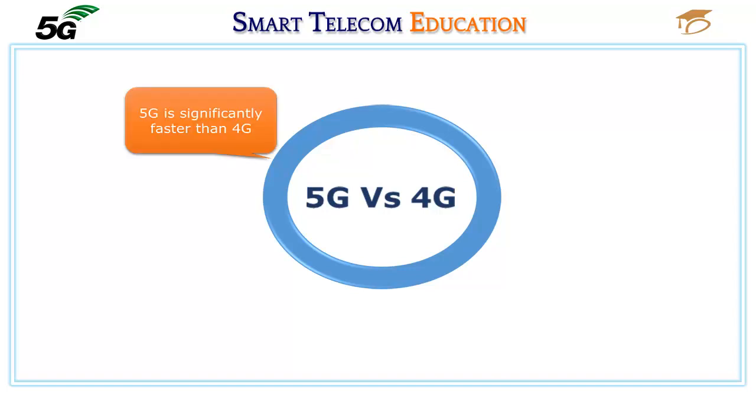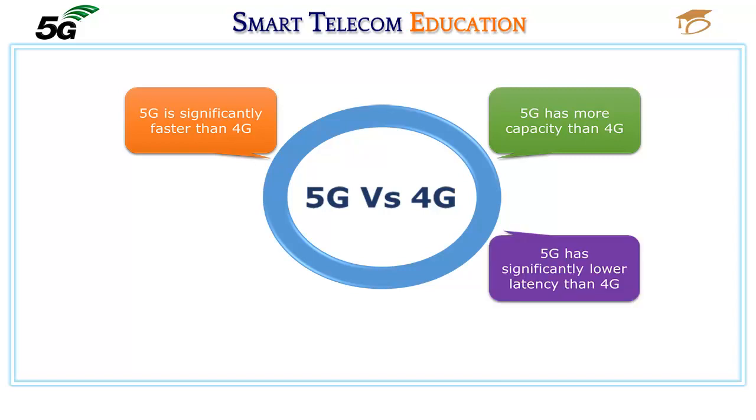5G is significantly faster than 4G, delivering up to 20 gigabits per second peak data rates and more than 100 megabits per second average data rates. 5G has more capacity than 4G. 5G is designed to support a 100 times increase in traffic capacity and network efficiency. 5G has significantly lower latency than 4G, to deliver more instantaneous, real-time access, a 10 times decrease in end-to-end latency down to 1 millisecond.